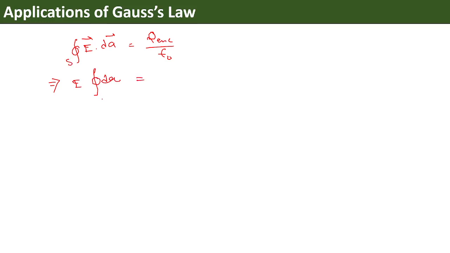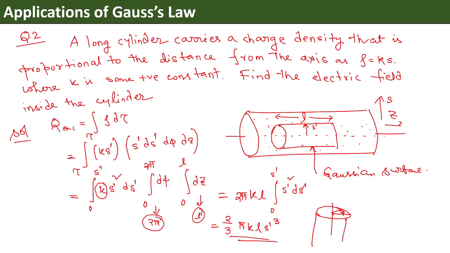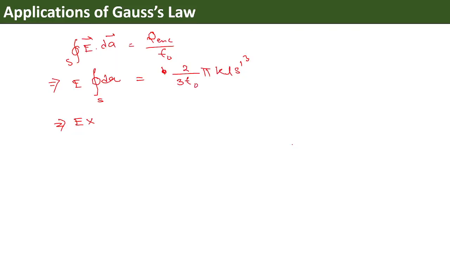Now this is going to be the integration of dA. These are all surface integrals, by the way. Q enclosed, which you have to write now, is given by 2 upon 3 epsilon naught, then pi k L s prime cube. So E into the surface integral over the Gaussian surface. Now what is the area of the Gaussian surface? I mean the area through which the electric field lines are coming, the external area. That is going to be twice pi S prime L, because I have considered it of radius S prime.